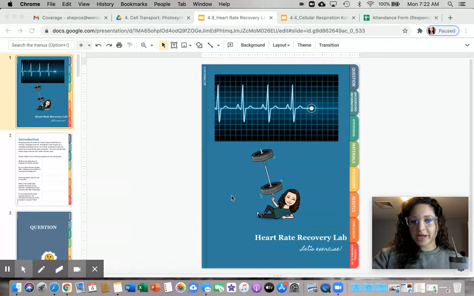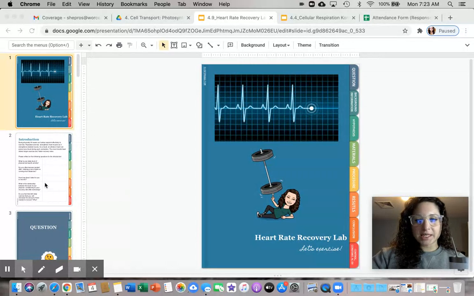We are going to be doing a lab about heart rate recovery. The circulatory system, the heart is a big part of that. Your heart needs to be working in order to keep you alive. One of the ways that we measure your heart is how many beats it does every single minute. That is called your heart rate: how many beats your heart beats every single minute.